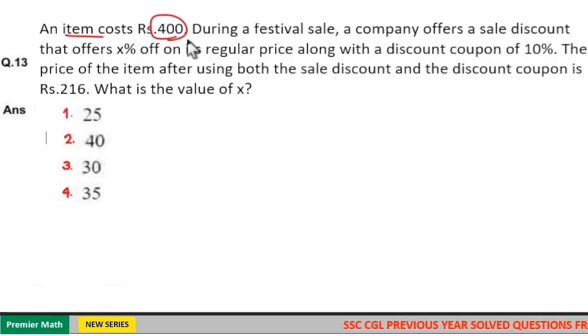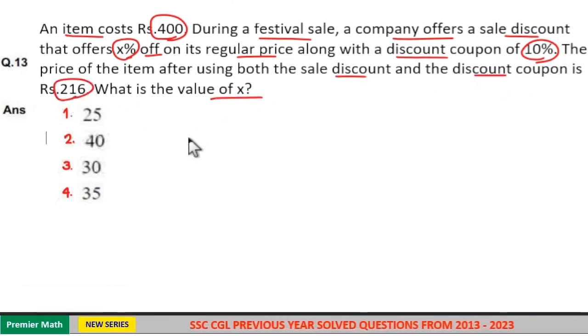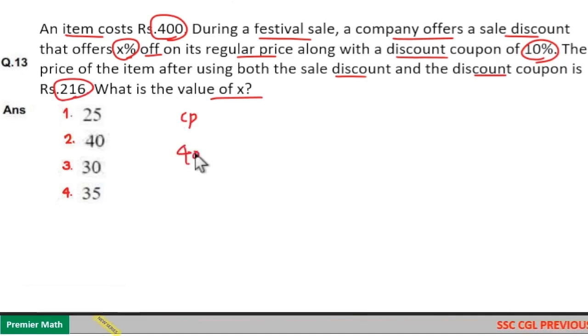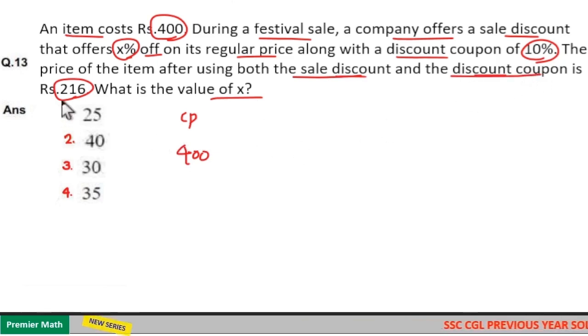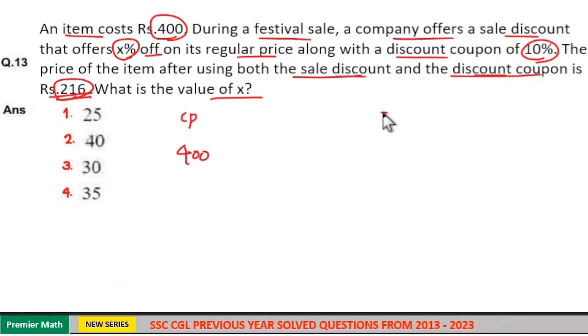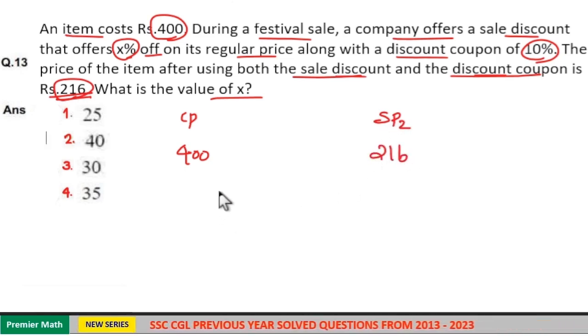An item costs ₹400 during a festival sale. A company offers a sale discount that offers X% off on its regular price along with a discount coupon of 10%. The price of the item after using both the sale discount and discount coupon is ₹216. What is the value of X? Here cost price is 400 rupees and after the sale discount and discount coupon, sell price is equal to 216 rupees. That is final selling price. I will take it as SP2 as 216 rupees. Now, this 216 rupees is after X% and 10% discount.